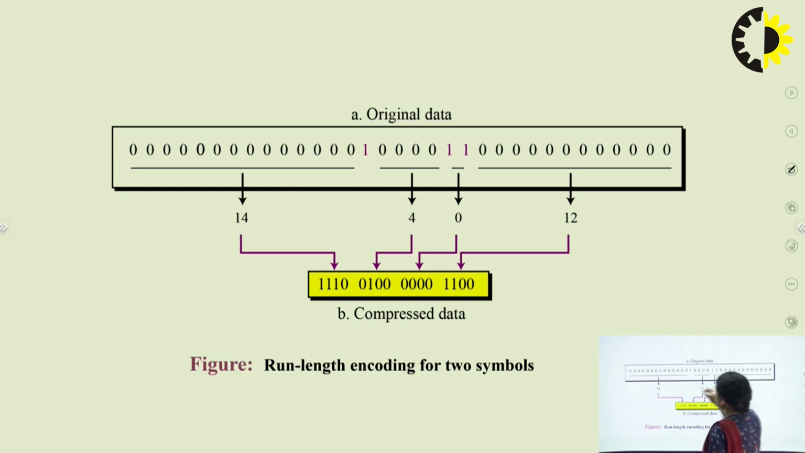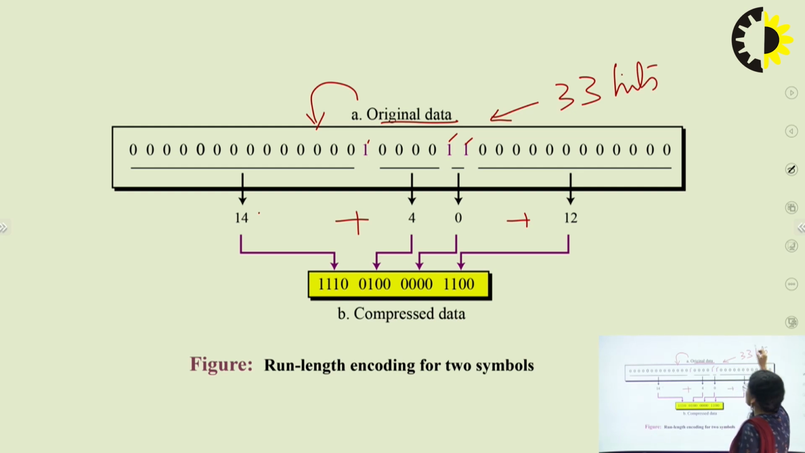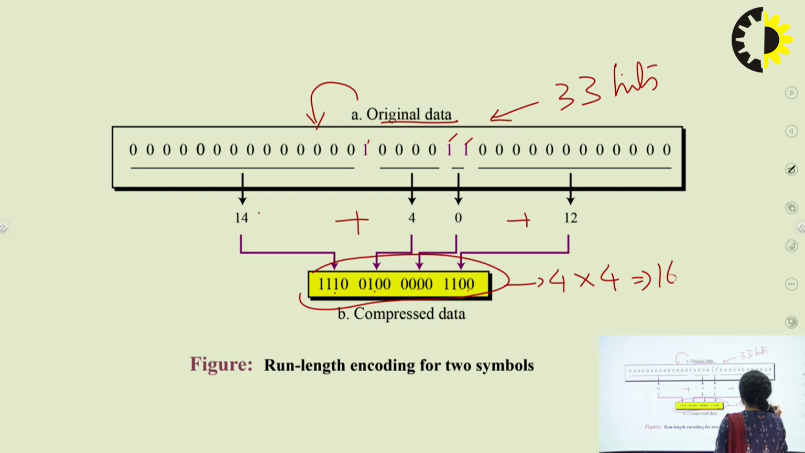safely conclude that this is our original data, whose size is around 18 plus 12, that is 30, 31, 32, 33. We have 33 bits. The original data has 33 bits. Now, after applying our run length encoding counting approach, we are left with this compressed data, whose size is 1, 2, 3, 4. We have 4 numbers of 4 bits, that is 4 into 4, that is 16 bits.